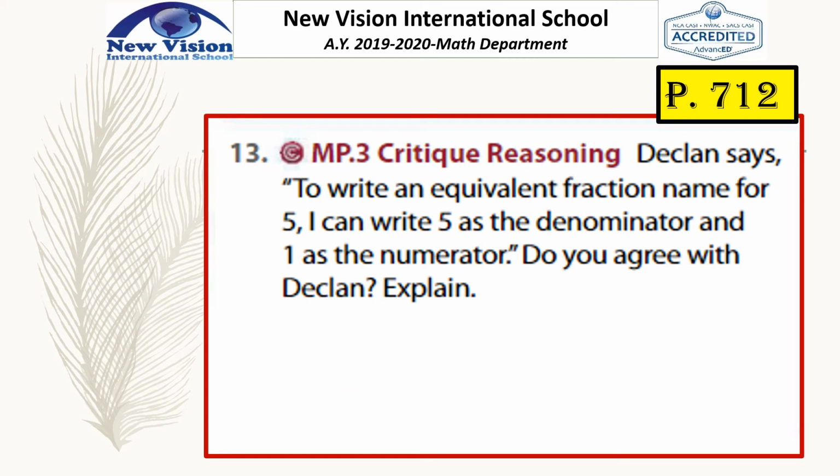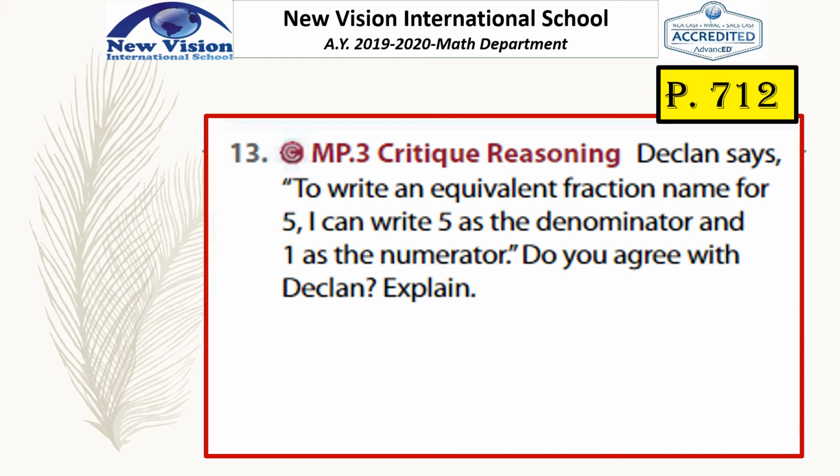We have number 13. Okay, let's read it together. Declan says, to write an equivalent fraction name for 5, I can write 5 as the denominator and 1 as the numerator. Do you agree with Declan? Explain. Okay, you have 1 minute to answer. You may pause the video once again and play it after.